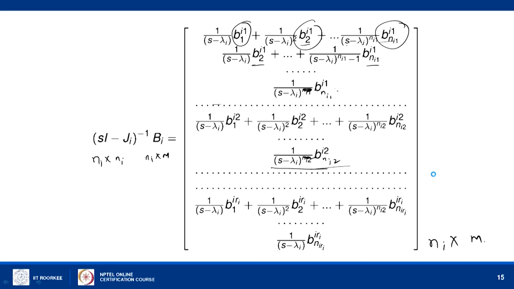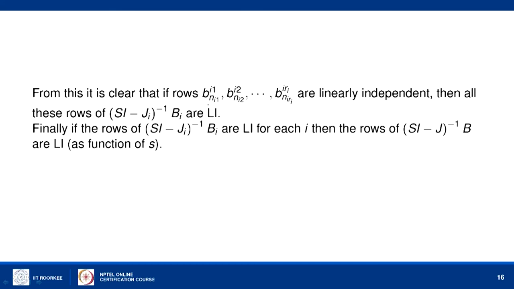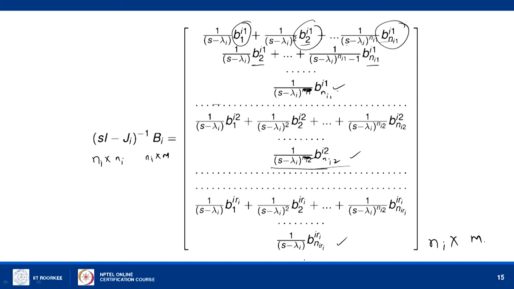So, if we observe that these rows b_i1 suffix n_i1, b_i2 suffix n_i2, and b_ir_i suffix n_ir_i are linearly independent, then all the rows of (sI minus J_i) inverse into B_i are linearly independent. So, this matrix is what is given in the previous slide. If these rows are linearly independent, then automatically all the rows of this matrix are linearly independent, because none of the rows can be written as a combination of any of these rows.